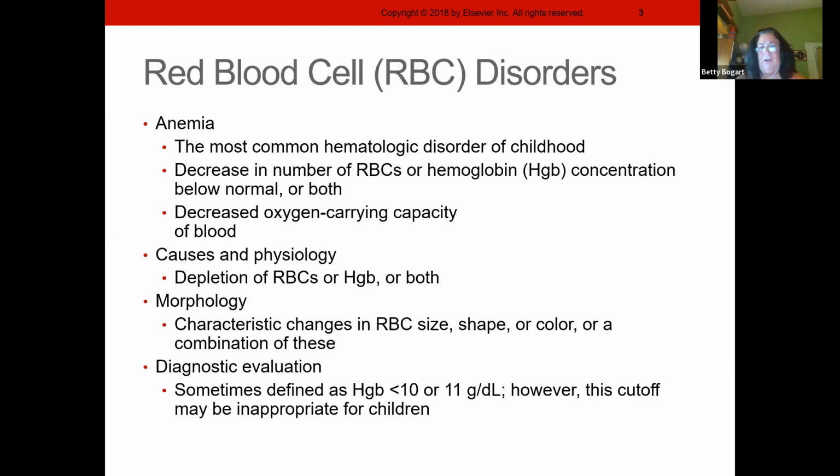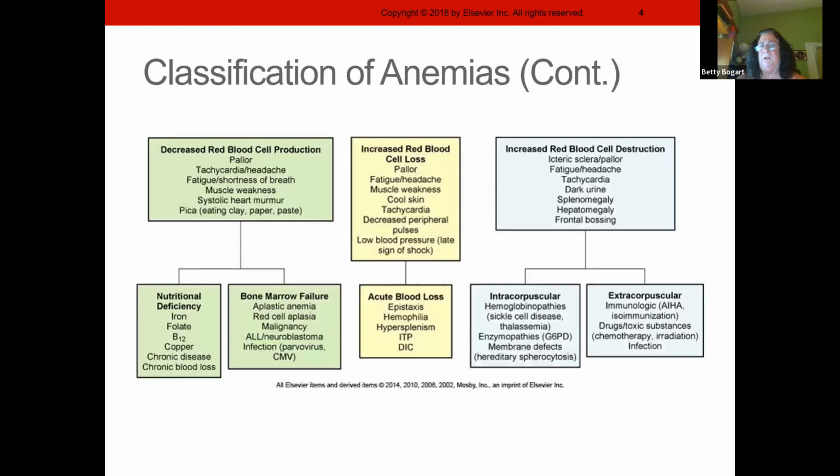Now, in children, they're basically saying it's less than 10. In adults, you might see it a little bit lower, but usually about 10 is what we'll use as a cutoff. Now, here are the types of anemias we have. This means a lack of red blood cells, hemoglobin, hematocrit. They don't have enough. Why does that happen?